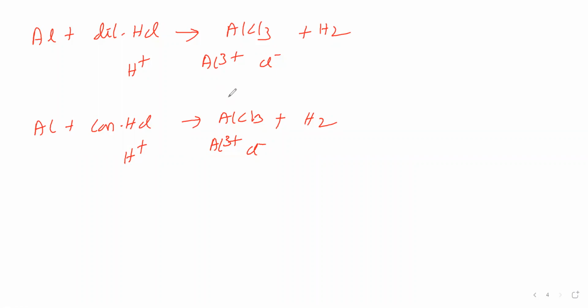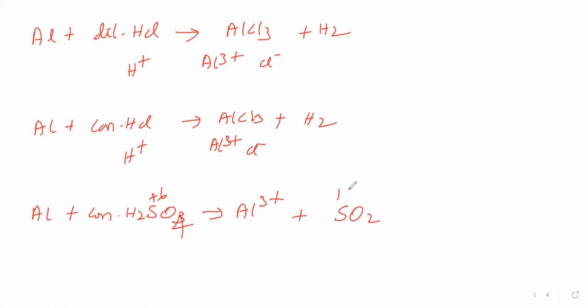Then aluminum with concentrated sulfuric acid, that we will see. Aluminum with concentrated sulfuric acid, what is the reaction? Aluminum undergoes oxidation and becomes aluminum ion. In the sulfuric acid formula H2SO4, the sulfur is +6. This +6 sulfur becomes +4 sulfur, that is sulfur dioxide. Sulfur undergoes reduction and becomes sulfur dioxide.